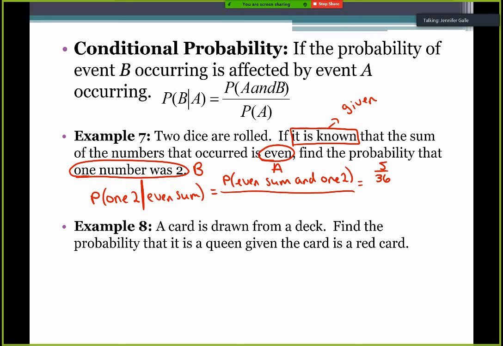This is one roll of the dice. It's not a sequence of 2 or more events. And then the denominator, we just want the probability of the thing that we know happens. So an even sum. Of those 36 outcomes, how many sums are even? Half of them, right?